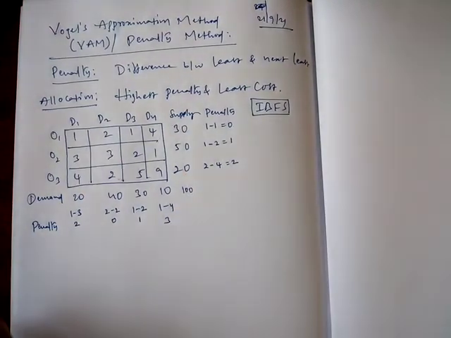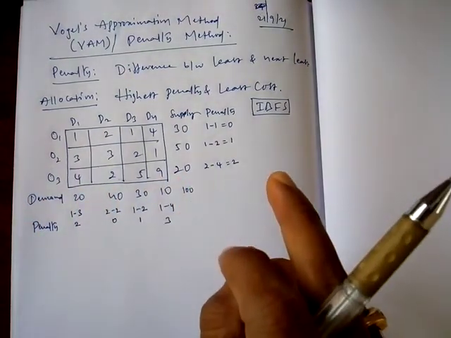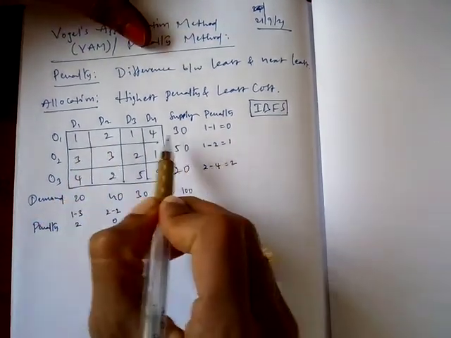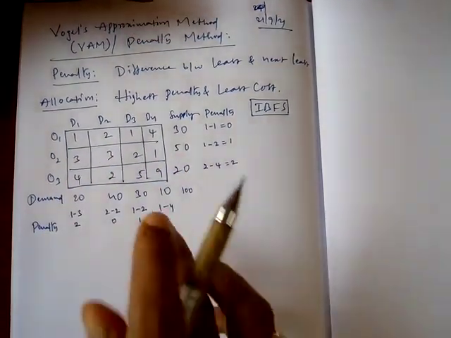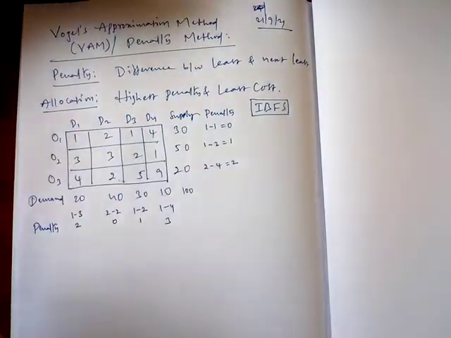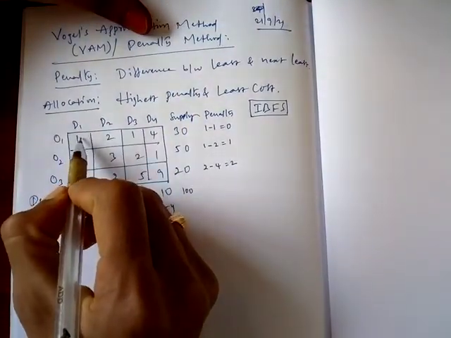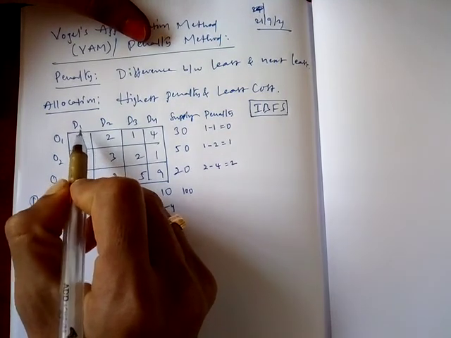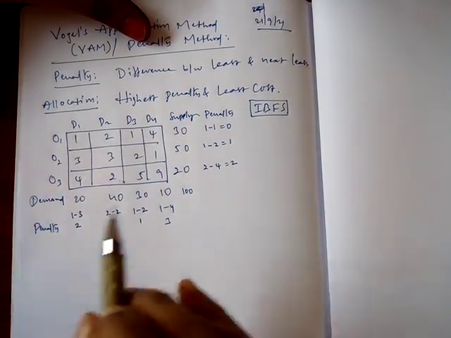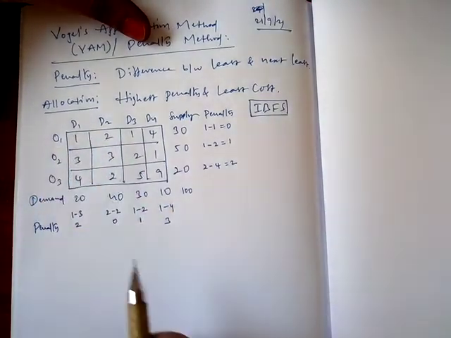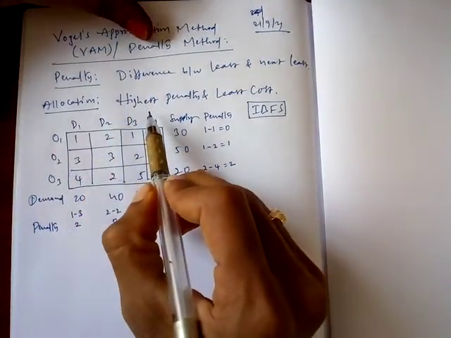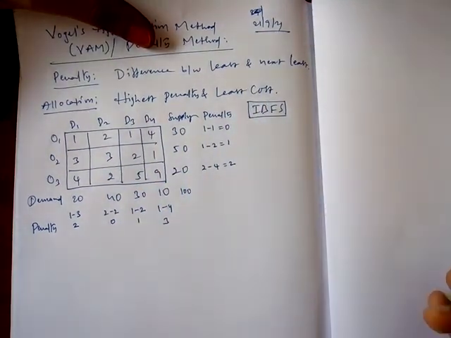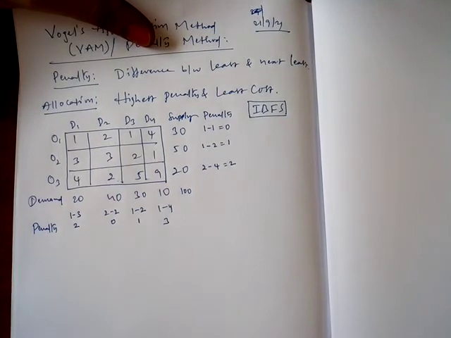In the last video we saw the northwest corner method, where the products are allocated at the northwest corner. But in this particular penalty method, we should not allocate the products there. Instead of allocating at the northwest corner, we have to choose the cell with the highest penalty and least cost.